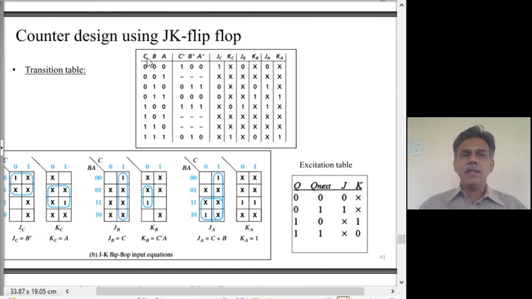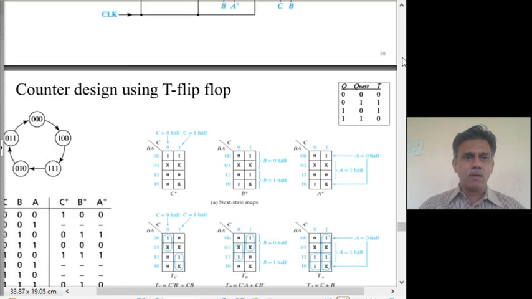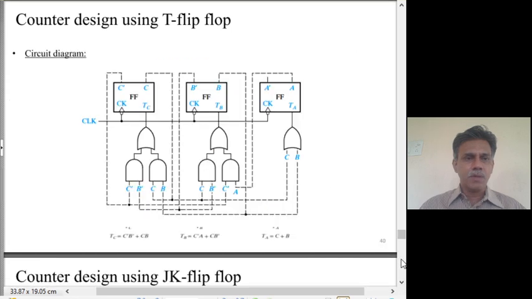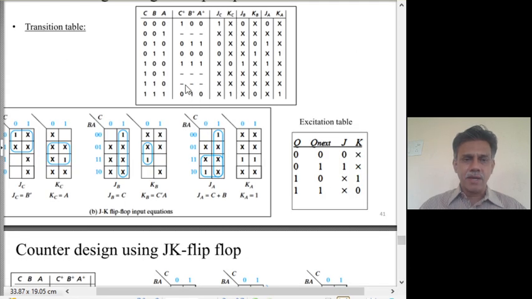So there are 3 bits A, B, C. A is least significant, C is most significant. For a given state, what will be the next state we are looking at? So recall, this state counter is given. This is the state graph we are talking about, and this is the state table we already arrived at for the T flip-flop based design. The same example we are taking for the JK also, so that you can compare and contrast how the design changes when we move from D to T to JK.